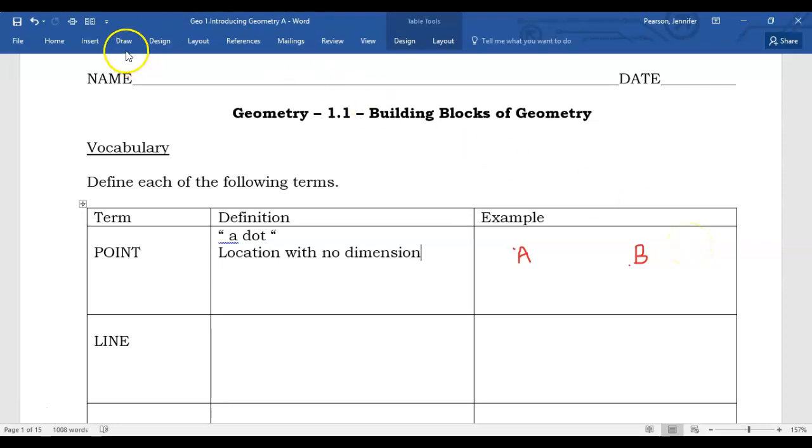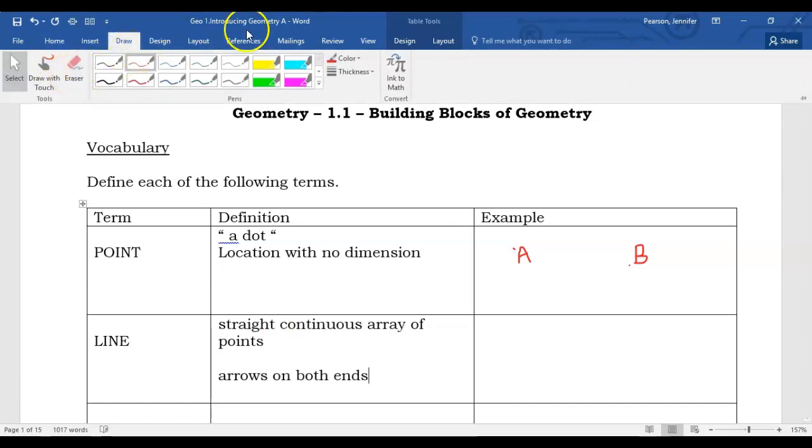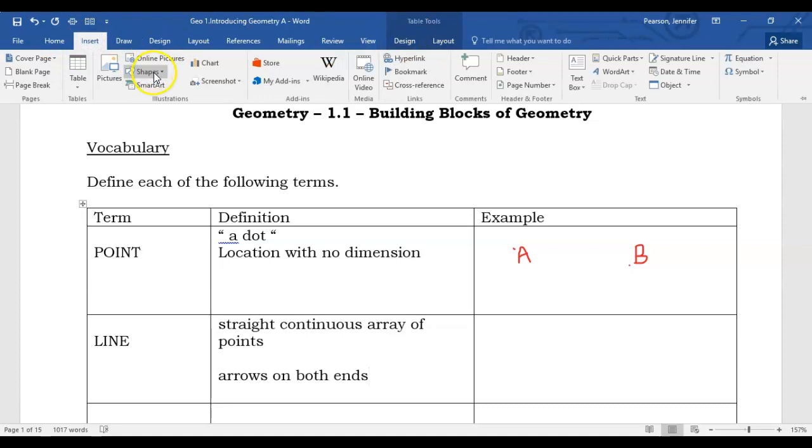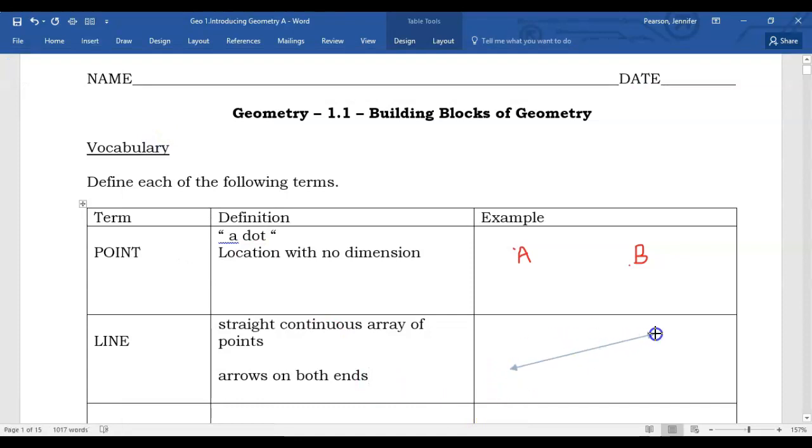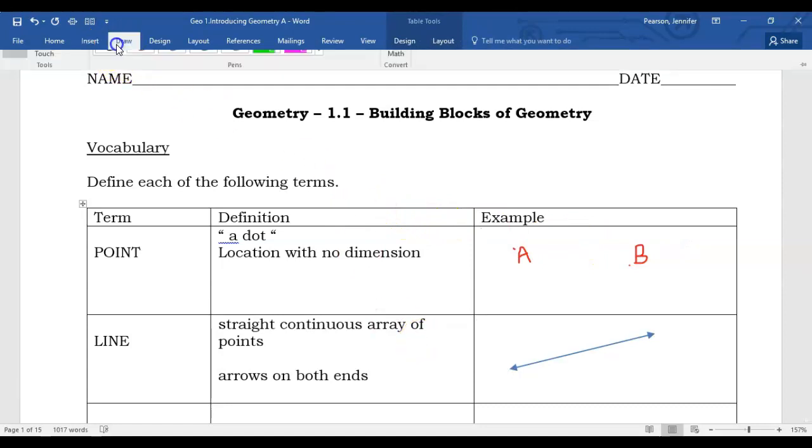The next one is line. A line is another building block. It is a straight, continuous array of points. Basically, it's going to have arrows on both ends because it technically goes on forever. So I'm going to try to cheat a little bit, and a line should look like that. Double arrows on both ends. Bam, that's a line. The way we name lines is using two letters.